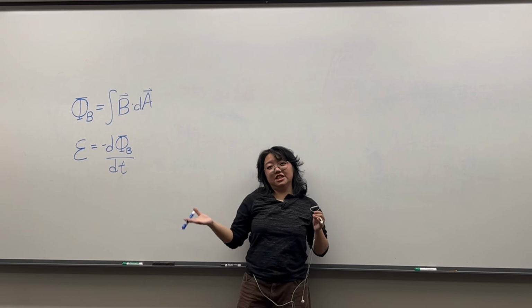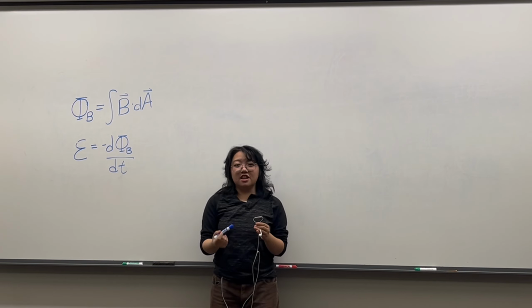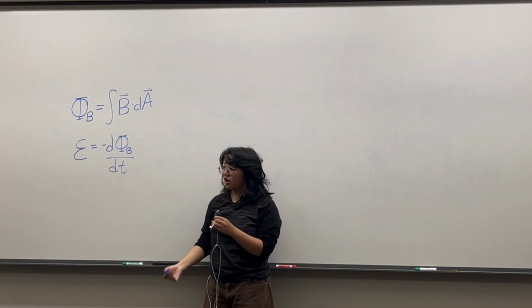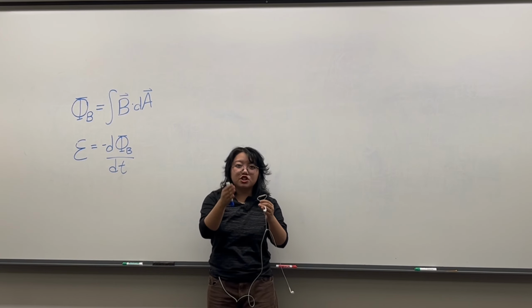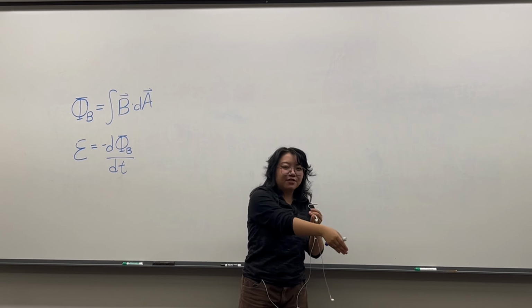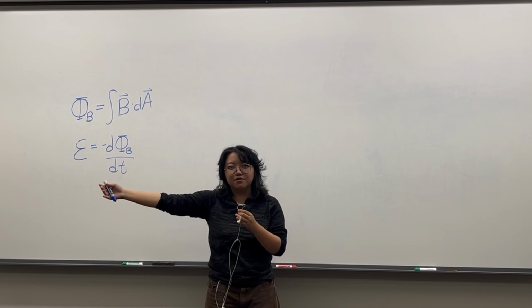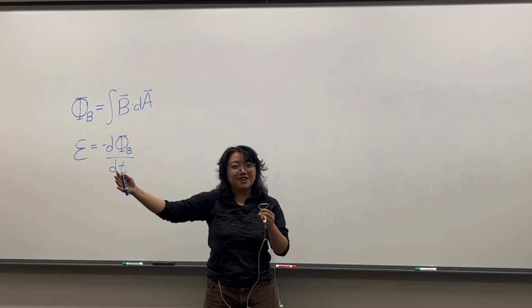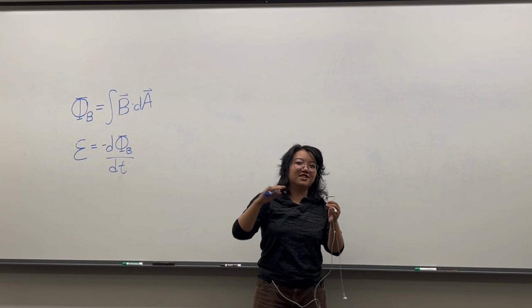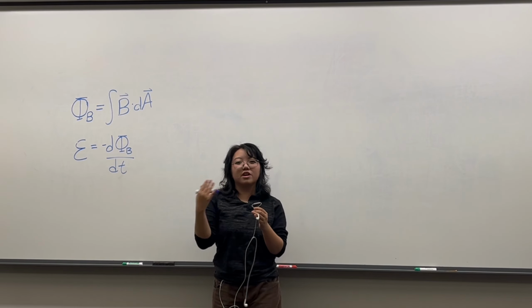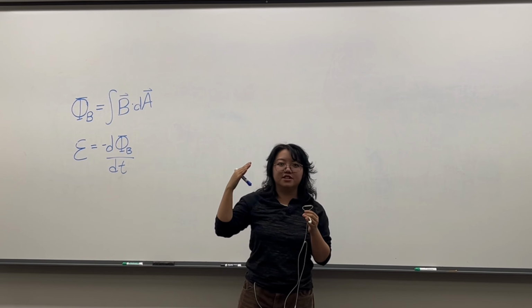So that's where Lenz's law comes in, where Lenz's law is saying that the induced current goes in the direction so that its magnetic field opposes the change in the external magnetic flux, right? And that sounds kind of confusing because there's a lot of moving pieces, but we're going to look at some examples to kind of wrap our heads around that.